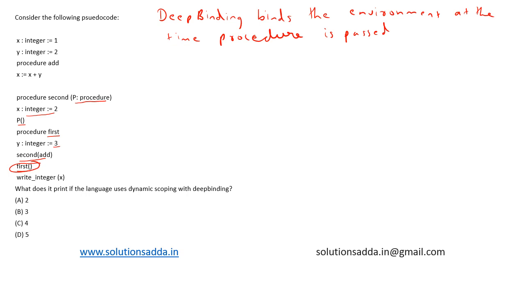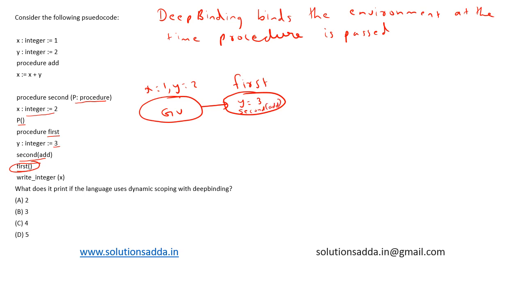So first the execution starts at first. So we have global variables declared, that is x equal to 1, y equal to 2. Then first is getting called. When first is getting called, y is assigned 3. Then this will cause the global variable y to hide. Now second is called and function add is passed as an argument.